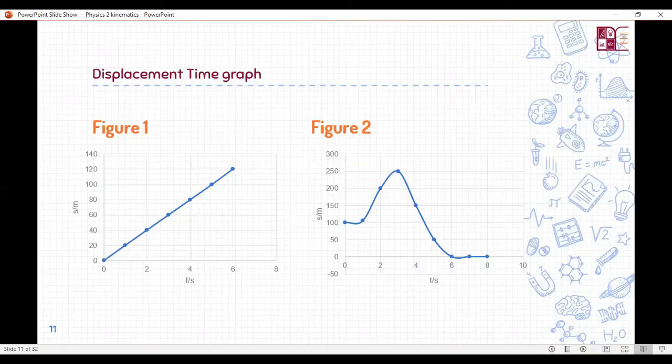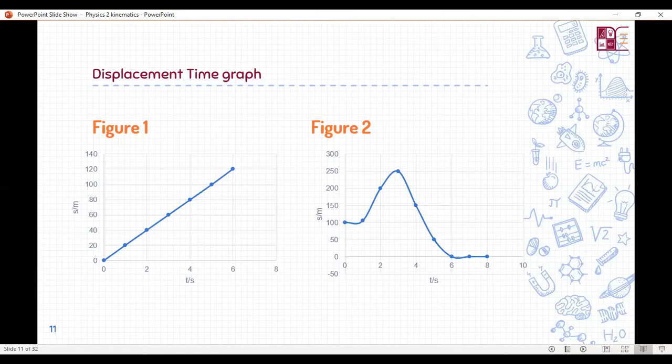Now we've got two different displacement time graphs, and what we need to understand is that the gradient of a displacement time graph gives you the velocity of a moving object. The y-axis on these graphs is displacement, and the x-axis is time. Now we've done different plottings of a body moving at different times and with different displacements.